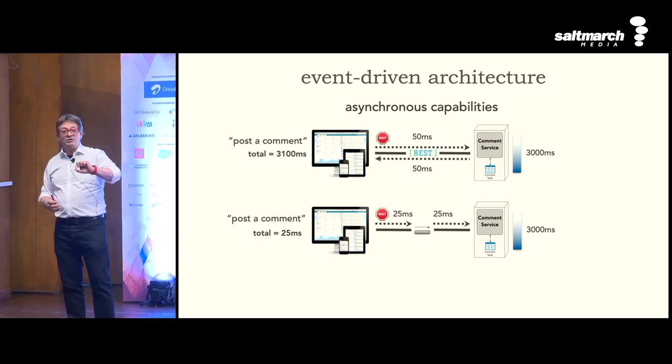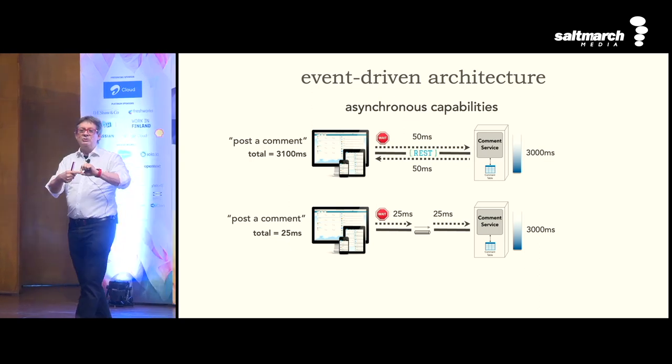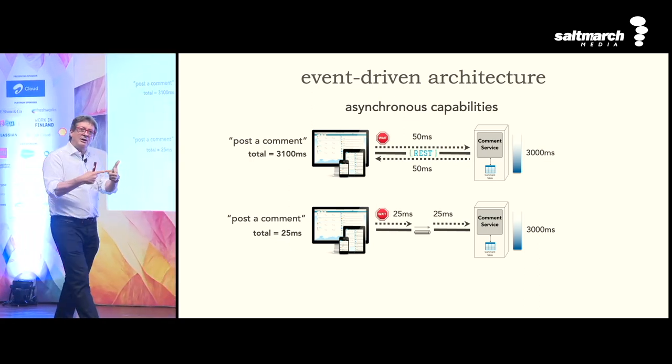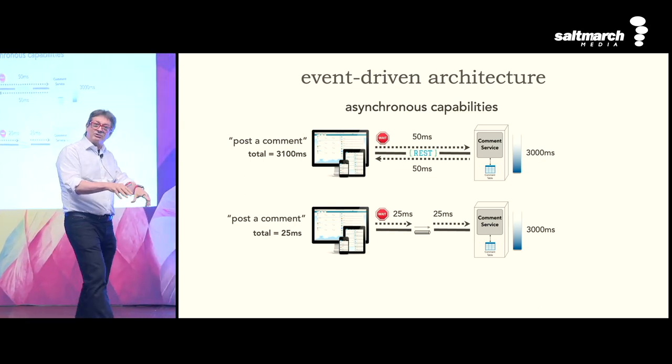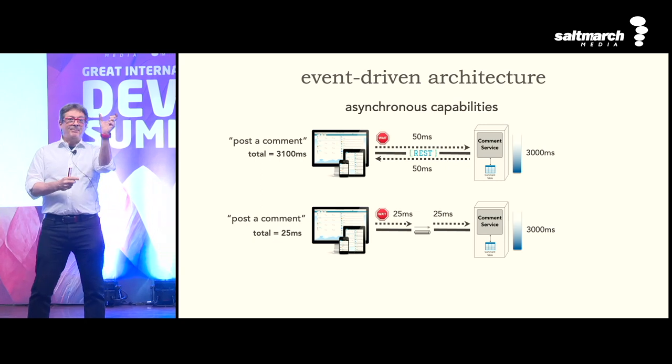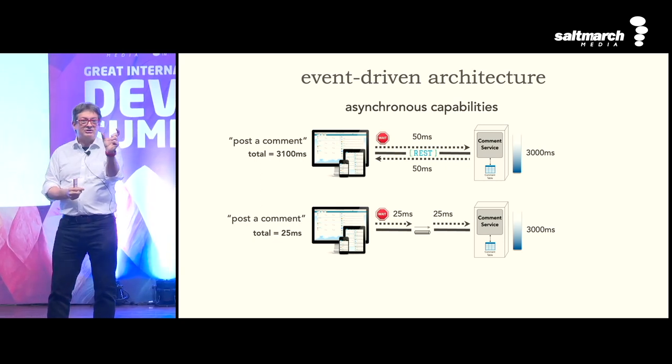Now, I can always create another message queue and have the comment service post to that message queue, let the user interface listen to that message queue. But now I've got to figure out how to react to that because the users are already off doing other stuff. So maybe I pop up a message dialog that says, oh, by the way, the comment you tried to post 3 seconds ago won't work.